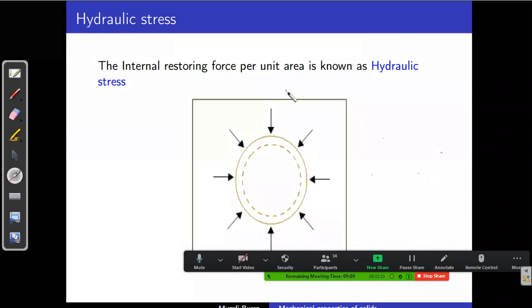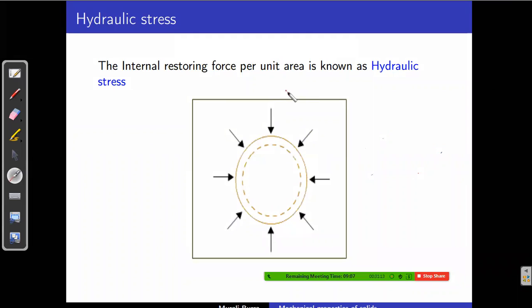Now, after application of force, it has come into these dotted lines. What happens if we remove the force? It will go back. So in this case, the restoring force acting on unit area we call hydraulic stress, right? So the application of force is changing in each case, but the definition is the same: how much force is applied on how much area. That is called stress. Depending on the application of force, we have three types of stresses, right?